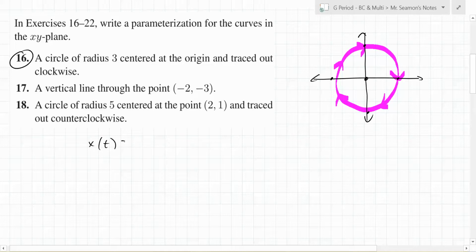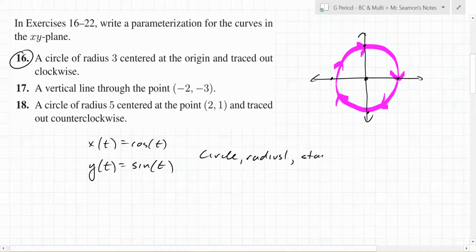Now, what do we know this looks like? What does x of t equals cosine t and y of t equals sine t look like? That's a circle, radius what? Radius 1, starting where? Starting at 0, 0? No. What's cosine of 0? 1. So 1, 0. So it starts there.